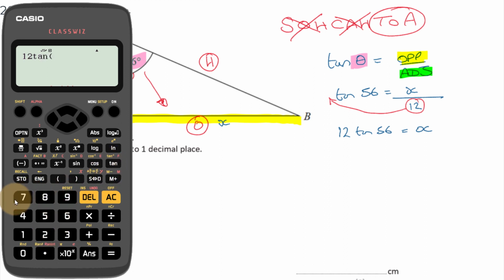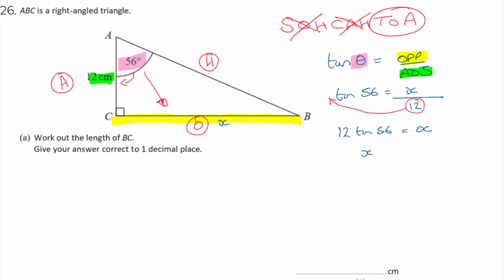12 tan 56. That comes out of my calculator to be 17.79. Now I need to round this to one decimal place, so that 79 is going to round up to 17.8, isn't it? So 17.8 centimeters to 1 dp.